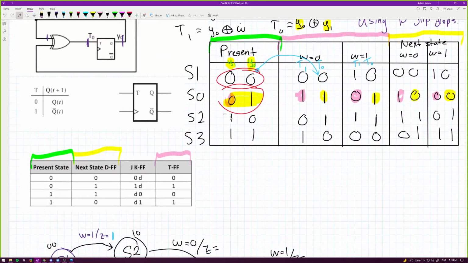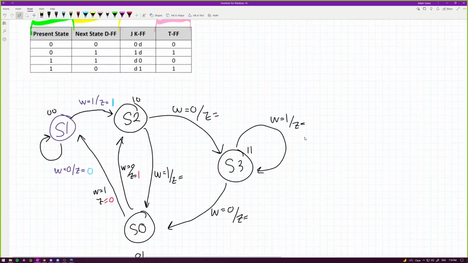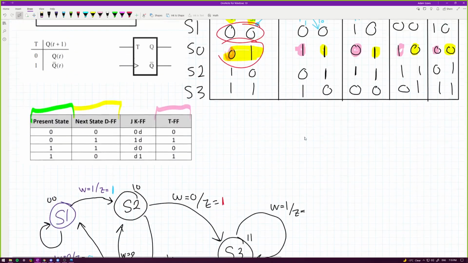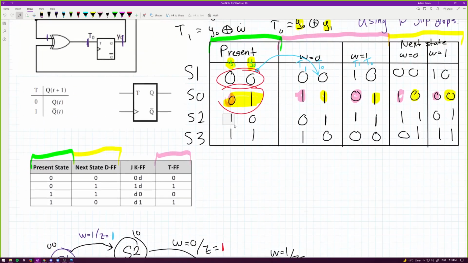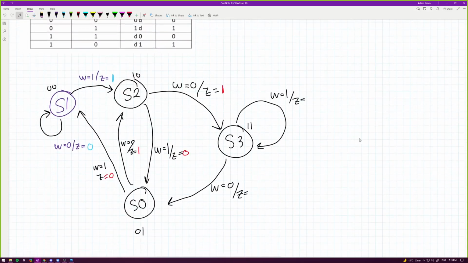Let's do S2 next. It's going to be here. For S2, I'm going to take Y1 XOR T1, so 1 XOR 0 is 1 for W equals 0. And then similarly, 1 XOR 1 is 0, so 0 is our output there.